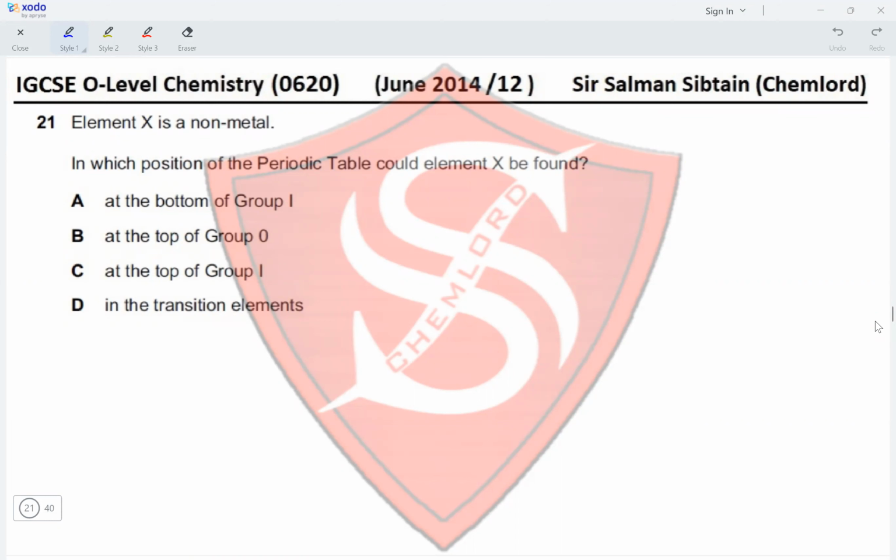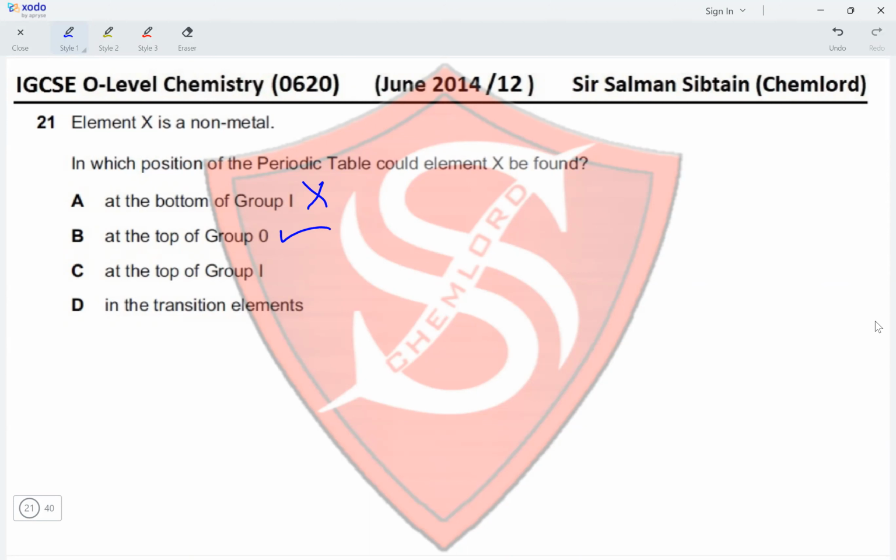Element X is a non-metal. In which position of the periodic table could element X be found? So element X is a non-metal. At the bottom of group 1, all group 1 elements are metals. At the top of group 0, which is the same as group 8, the noble gases, we would find helium. Helium is a non-metal, so this is correct.